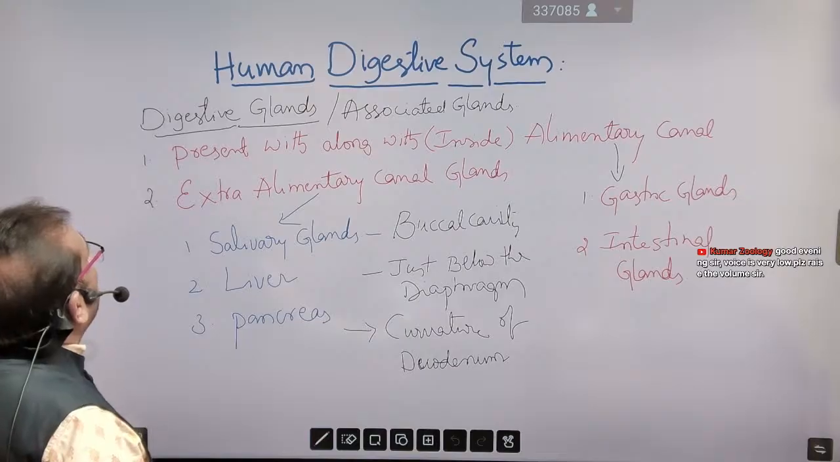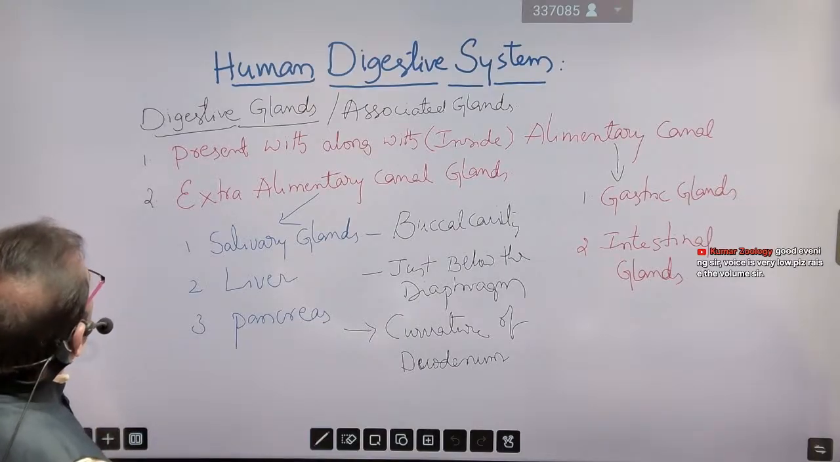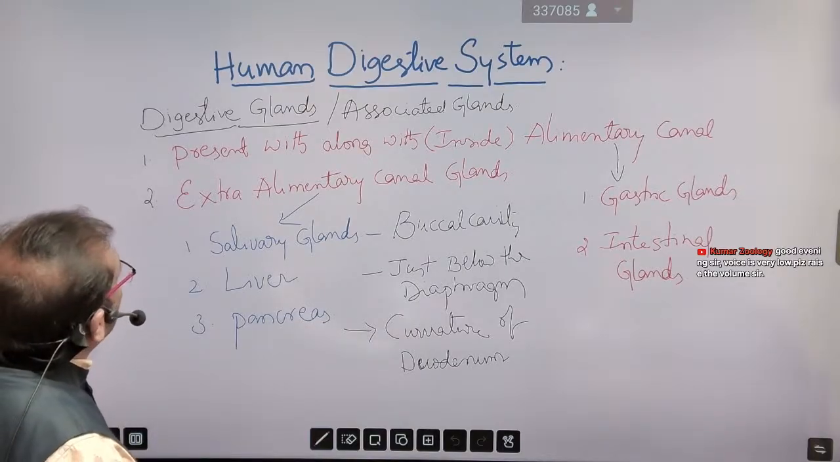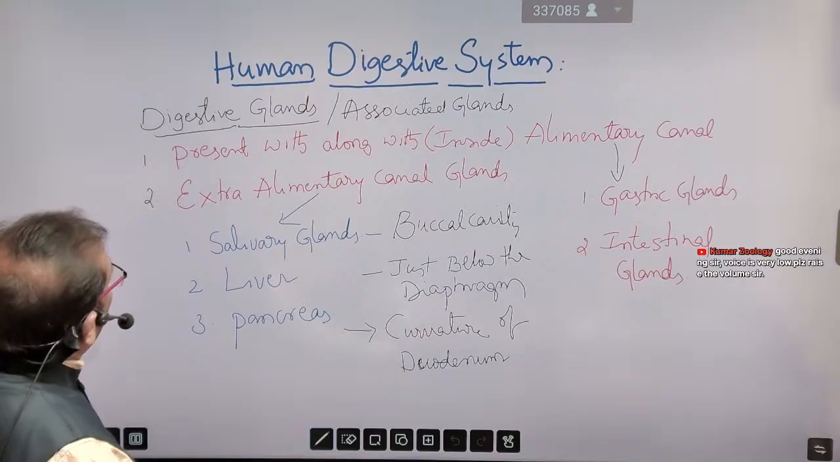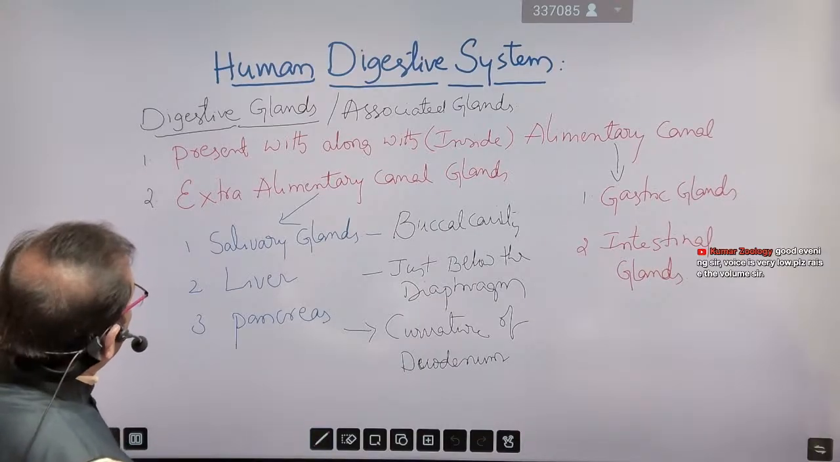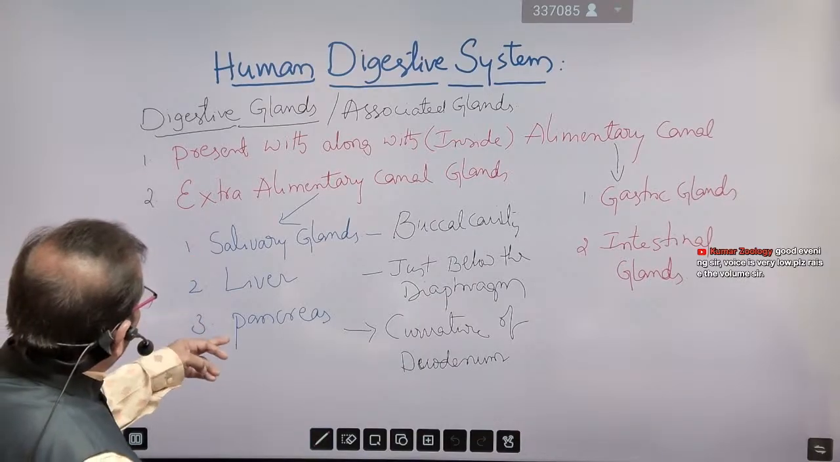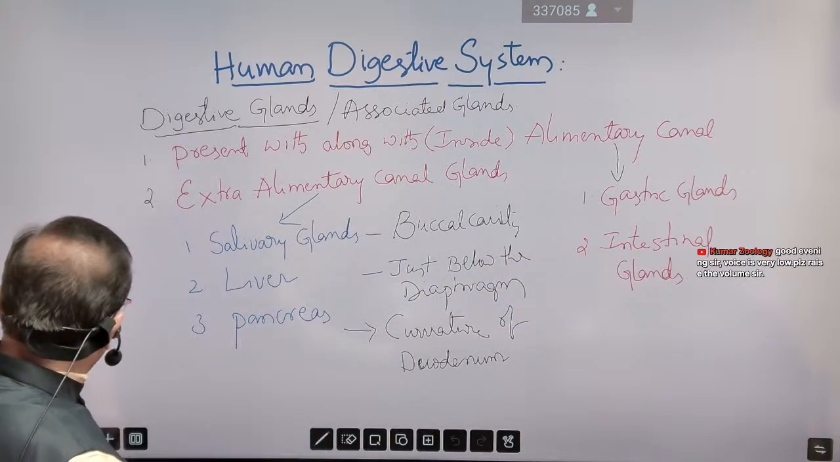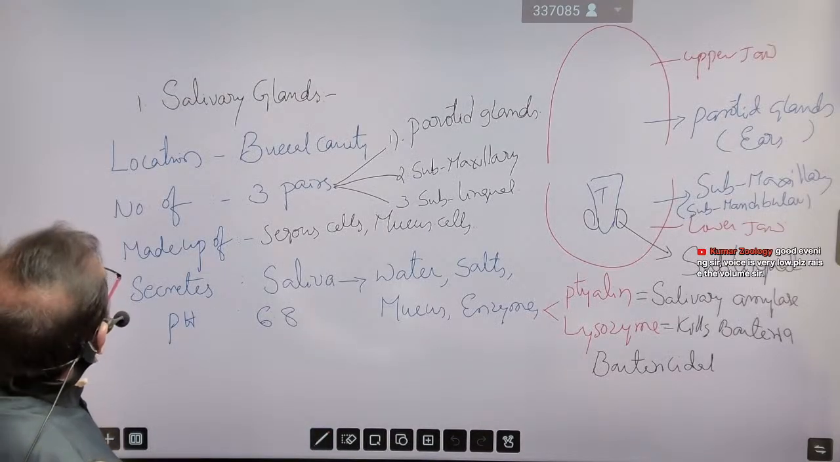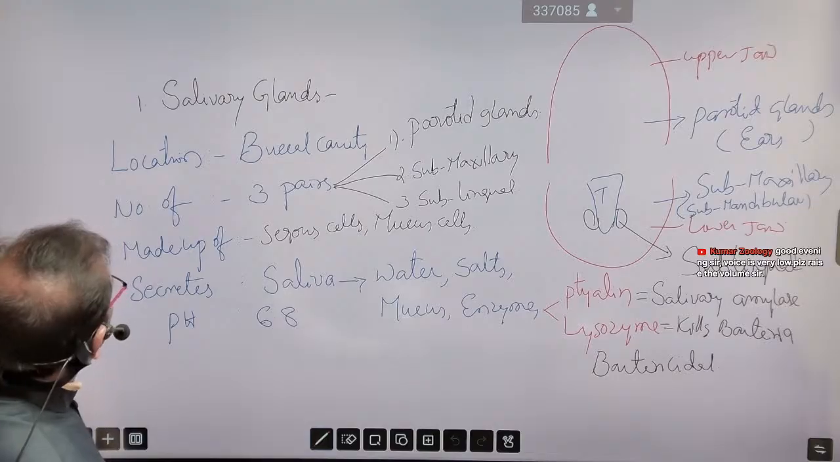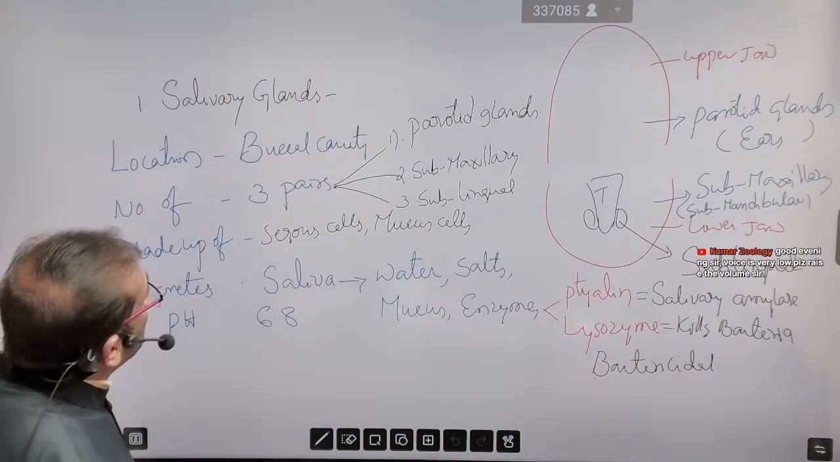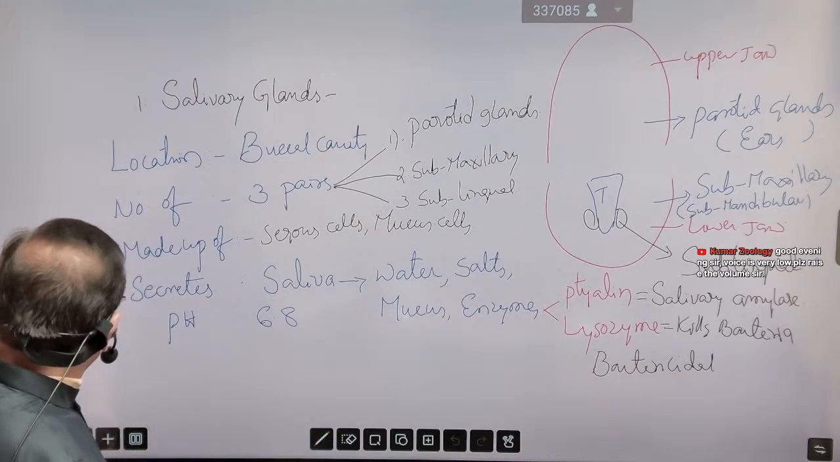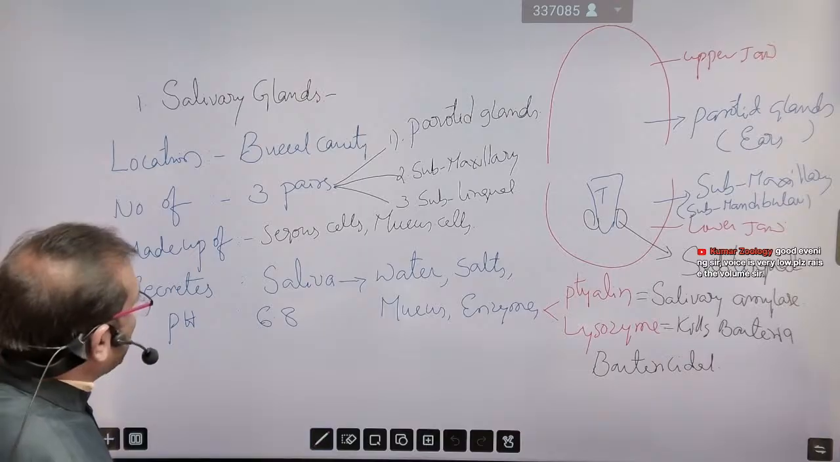Okay, human digestive system. Digestive glands are of 2 types: those present within the alimentary canal and extra-alimentary canal glands: salivary, liver, and pancreas. Here, gastric glands and intestinal glands. Second, salivary glands, location buccal cavity. There are 3 pairs: parotid, submaxillary, and sublingual. The pH is 6.8.